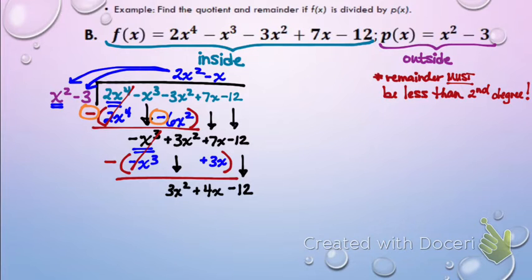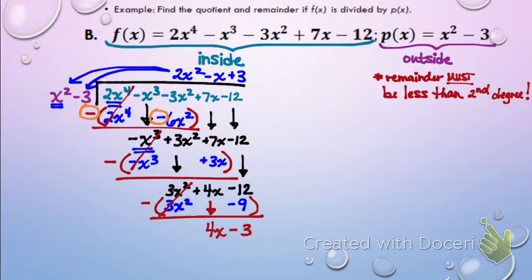What do I multiply x squared by if I want to make 3x squared cancel? 3. So plus 3. I take that and distribute it. I get 3x squared. 3 times negative 3, I get negative 9. We're going to subtract this entire thing. 3x squared minus 3x squared cancels. I drop down the 4x. Negative 12 minus negative 9. Negative 3.